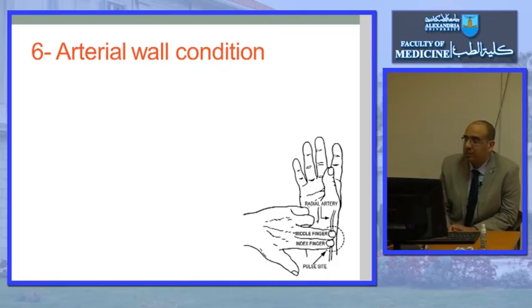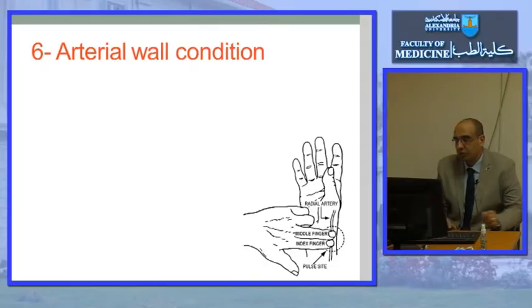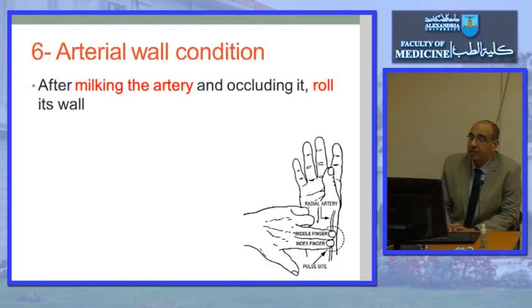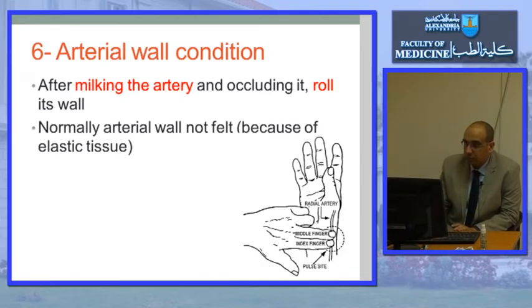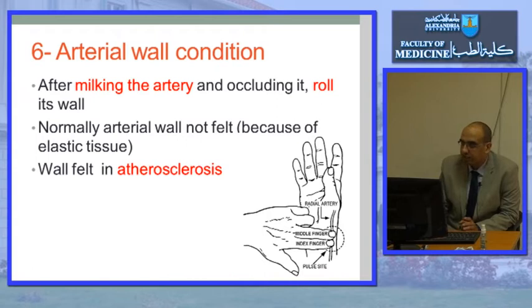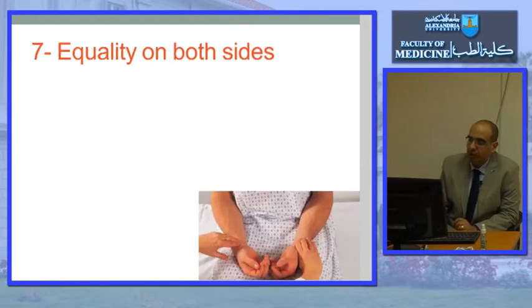The sixth item to comment on is arterial wall condition. It is detected by milking the artery and rolling its wall against the bone. Normally, it is not felt, because of the elastic tissue. But if I feel the blood vessel as cord-like, it is present in atherosclerosis.